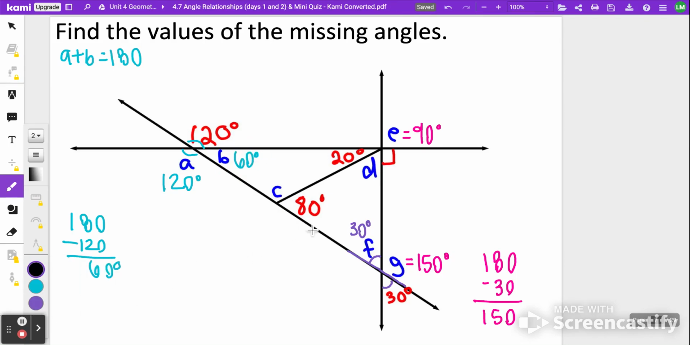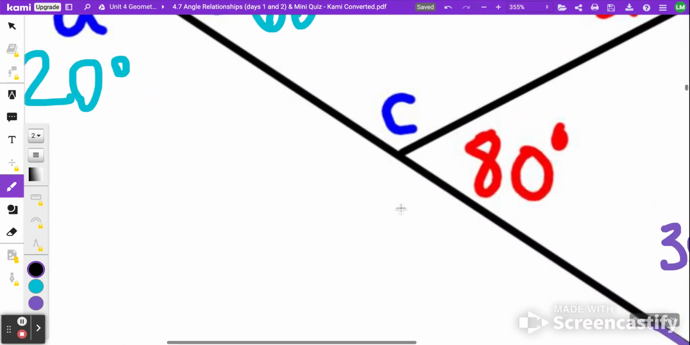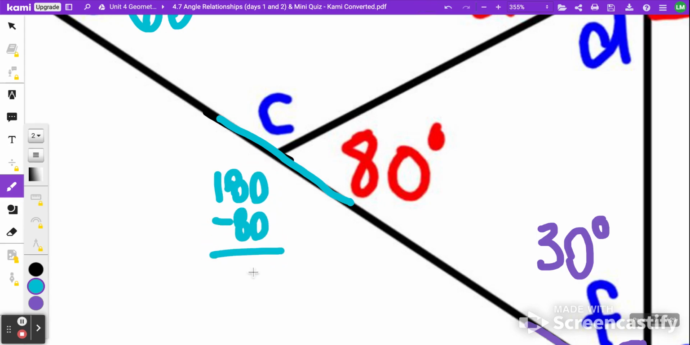Next part, let's zoom in and focus on C. I've got a lot going on here, so what I'd rather do is just focus on one thing at a time. C and 80 degrees are again making a straight line. Because they're making a straight line, that means they are equal to 180 degrees. So if I already have 80 degrees of that, I just subtract 80 from 180 and I get 100. So C is equal to 100 degrees.